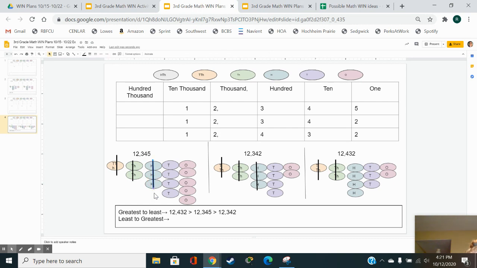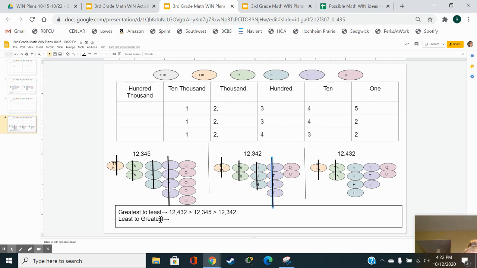Let's see if I'm able to grab him. There we go. I'm going to just make a new line. So I'm going to cross these off. And if I do it to one, I have to do it to the other. And now I'm able to see. Now I'm at my ones. So I have 1, 2, 3, 4, 5 ones and 1, 2 ones.